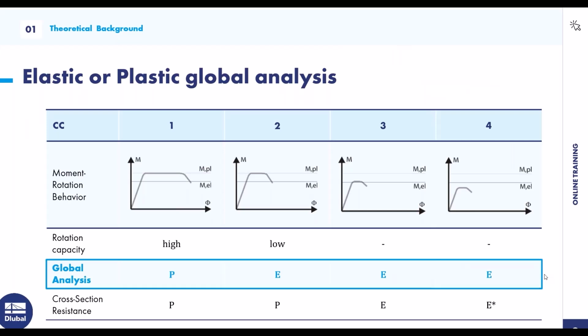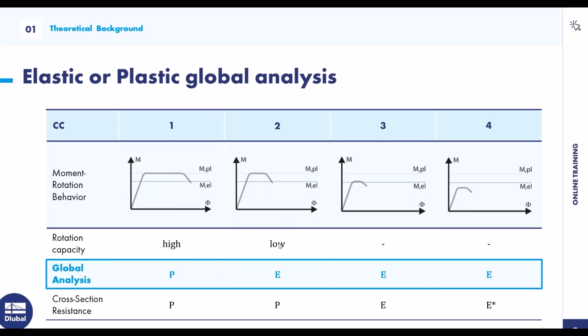Elastic or plastic global analysis. Whether an elastic or plastic calculation is possible always depends on the cross-section classes. There are 4 cross-section classes. In the first cross-section class, there's a high rotational capacity, and this allows a plastic structure calculation. For example, you can consider plastic hinges, but it's not so often used in practice. And the cross-section resistance can be applied plastically.